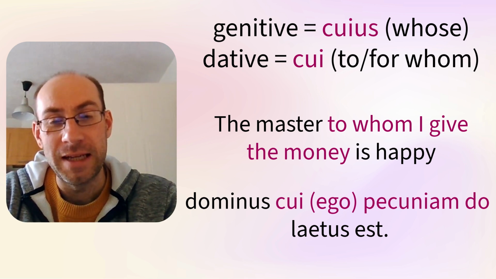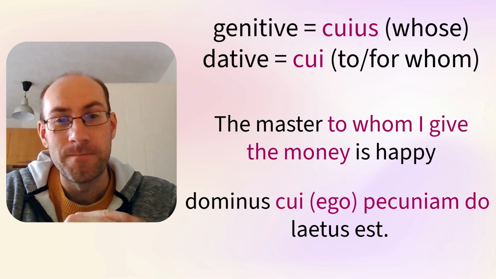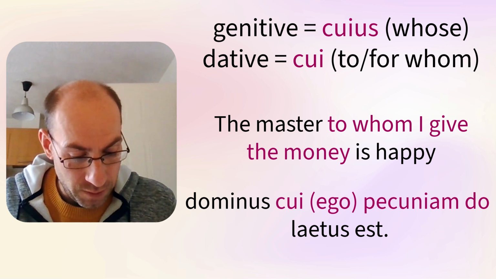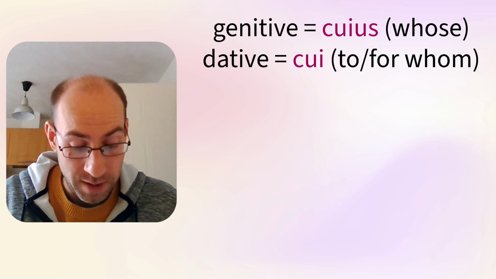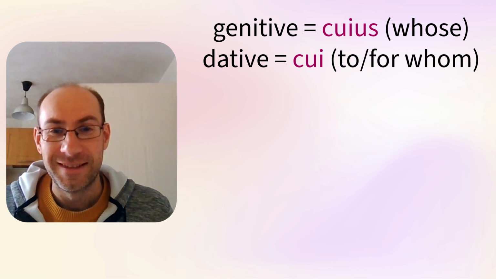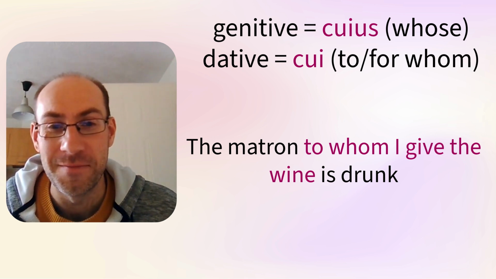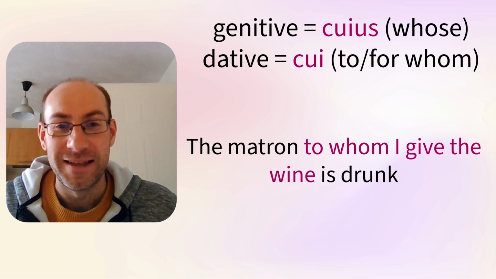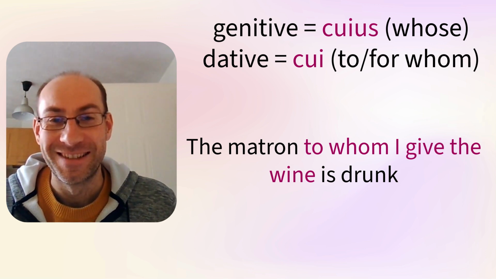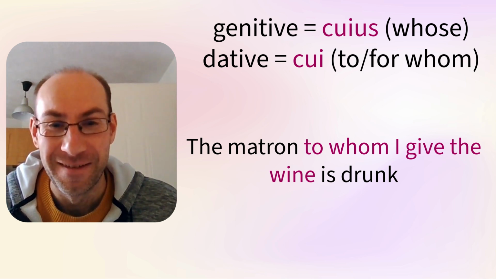Relative clause with a dative: cui, to whom, ego pecuniam do. Let's try another one. What about the matron, to whom I give the wine, is drunk? The adjective in the dictionary form masculine is ebrius. You might know the word inebriated. The opposite is sobrius, but she's not sober. You know, she's drunk as anything. Falling all over the kitchen.